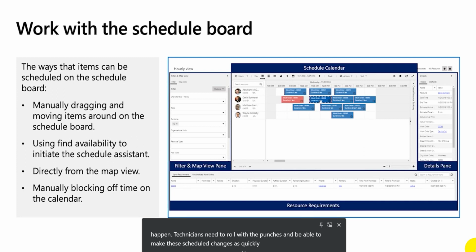Technicians need to roll with the punches and be able to make these schedule changes as quickly as possible. The schedule board assists your dispatchers to better understand this information. Dispatchers can see in real time what is scheduled, including the resources assigned, times, and current status. In addition, they can see what needs to be scheduled and the availability of resources such as people, facilities, and equipment. There are a number of different ways that you can schedule a resource for a work order. We'll take a look at one of them during the demo a little later on.